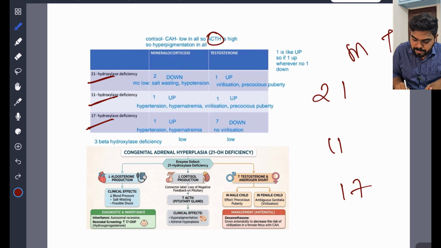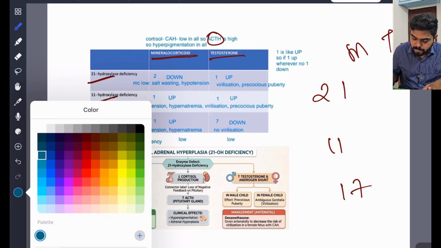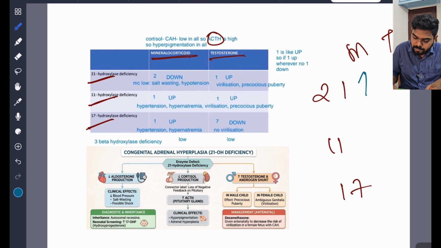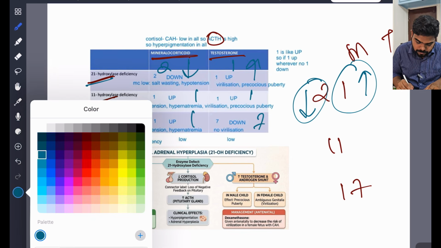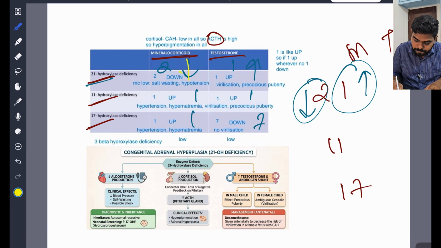Now you see here mineralocorticoid, testosterone. This is a simple rule, everyone knows: wherever it is 1, it is up; wherever it is 2, it is low. For 21 you write 2 1, for 11 you write 1 1, for 17 you write 1 7. So with the symbol, 2 is down and 1 is up. We can use some color: 2 is down, 1 is up, 1 is up, 1 is up, 7 is down.